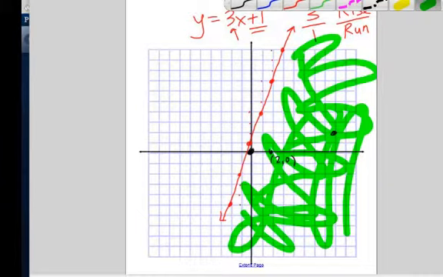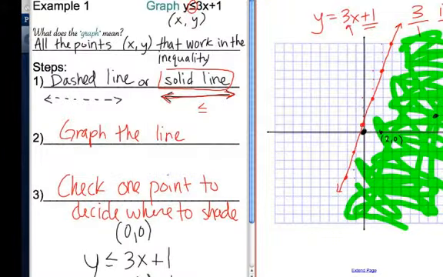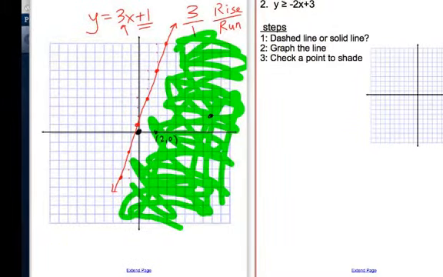And then you're done. There's your solution set. All of these points to the right of the line, and the line, because it could be equal to the line. So that's the steps. Graph it after deciding if it's dashed or solid, then check one point to decide where to shade. Remember, if the point doesn't work, then you shade on the other side of the line. Let's take a look at the second problem that's on your worksheet.